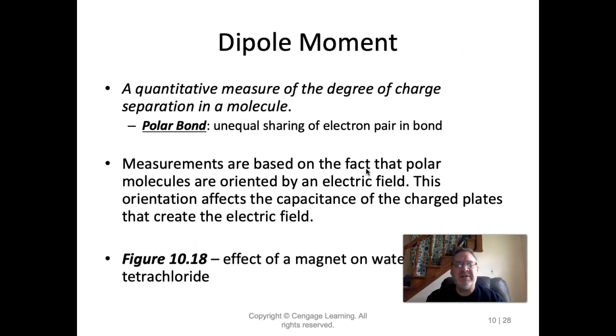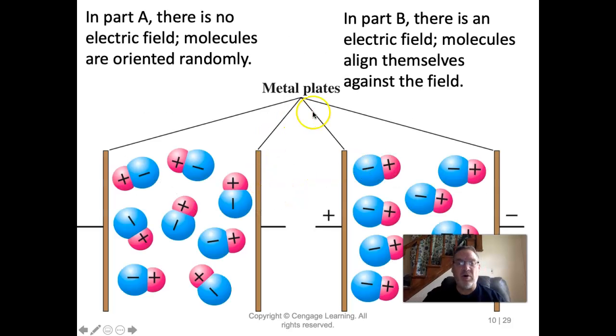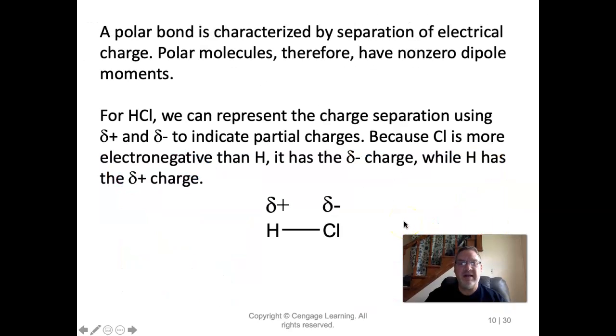Switch gears a little bit. If you remember in chapter 9, we talked about polarity and the attraction of the electron pairs to the atoms. There is a measure for that. It's what we call a dipole moment. So if we've got a bond that has that unequal sharing, it forms this dipole. And that dipole allows it to align to charged plates. It also allows it to be attracted to water.